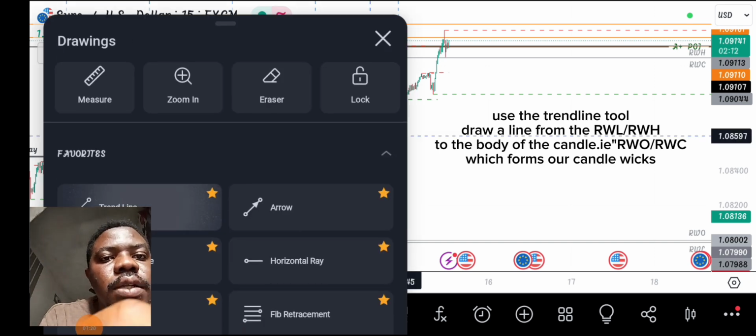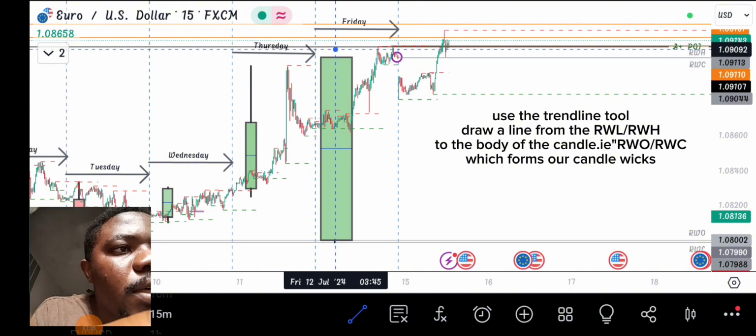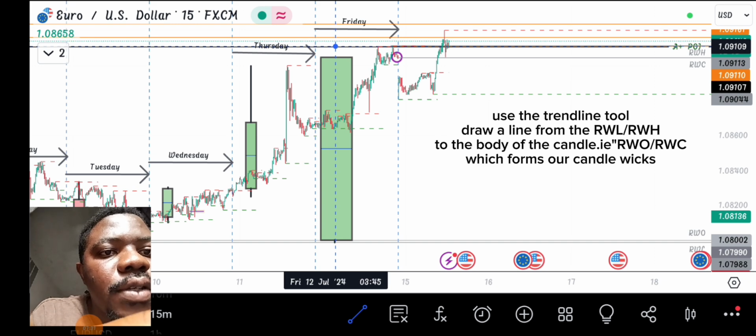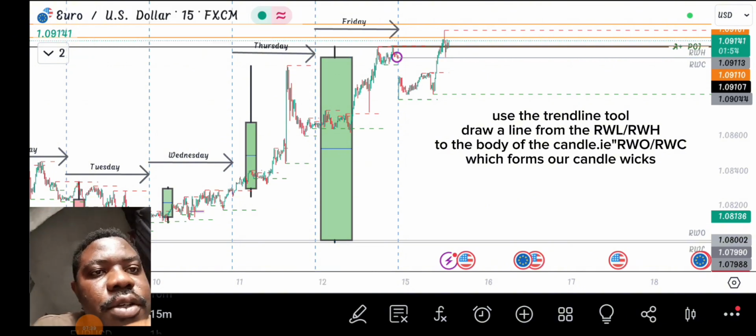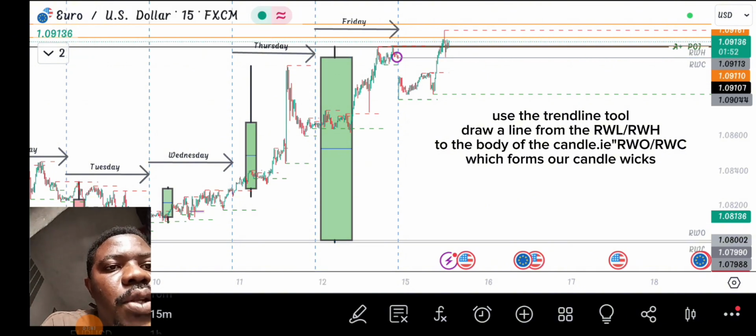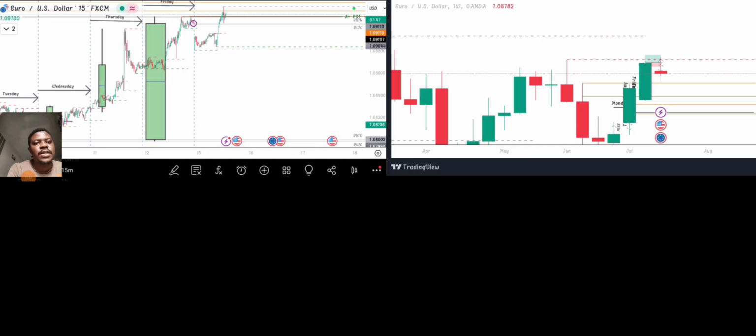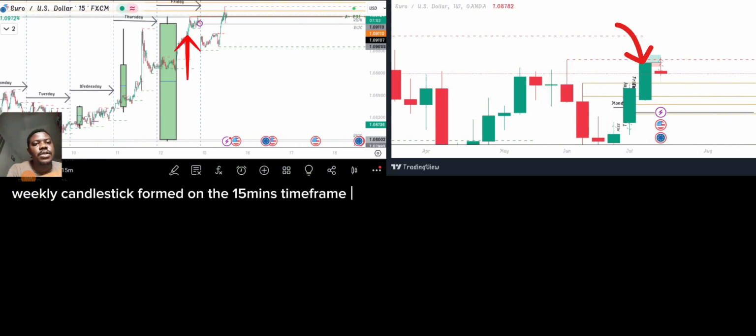The next thing we want to do is, from our recent weekly high, which is this line here, to our recent weekly close, we draw it again, making sure it corresponds with the wick below. So this is our previous weekly candlestick, which means price was really bullish last week.